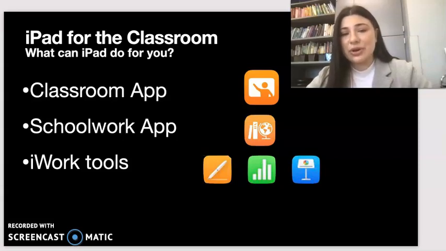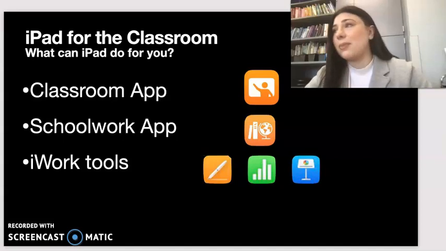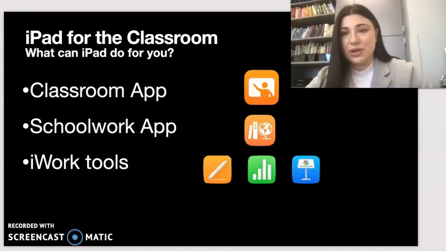So the main tools on the iPad for the classroom are first the Classroom app. This is one where you can observe your student's screen through your own teacher device. So if you are giving them an assignment or something to do on the iPad, you can view their screen, you can lock their screen or navigate their screen. It really gives you control as the teacher without having to constantly be up and monitoring each of their individual screens. It's all on your device so you can see and have control over what they're doing.